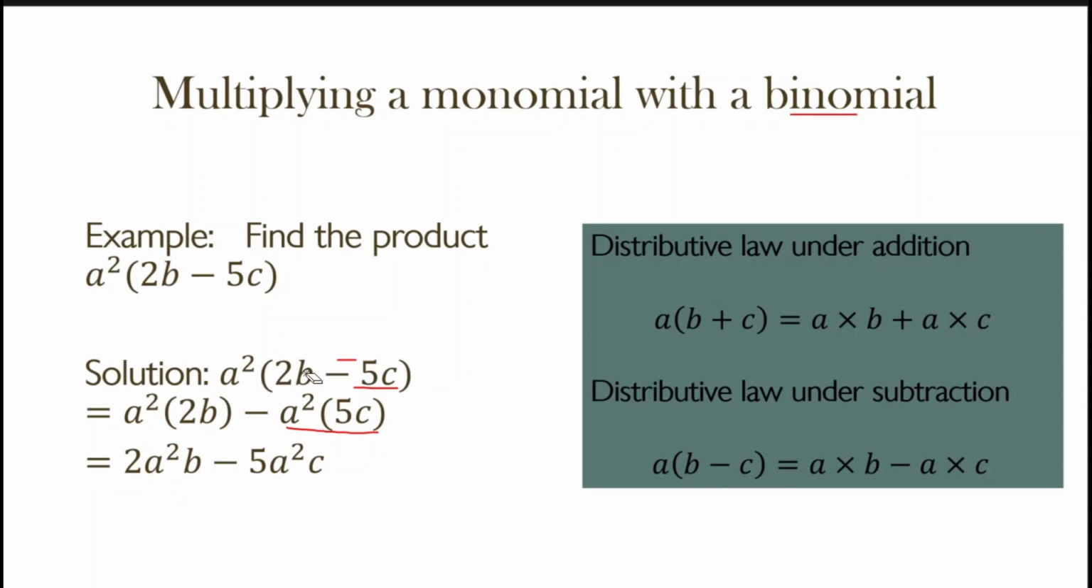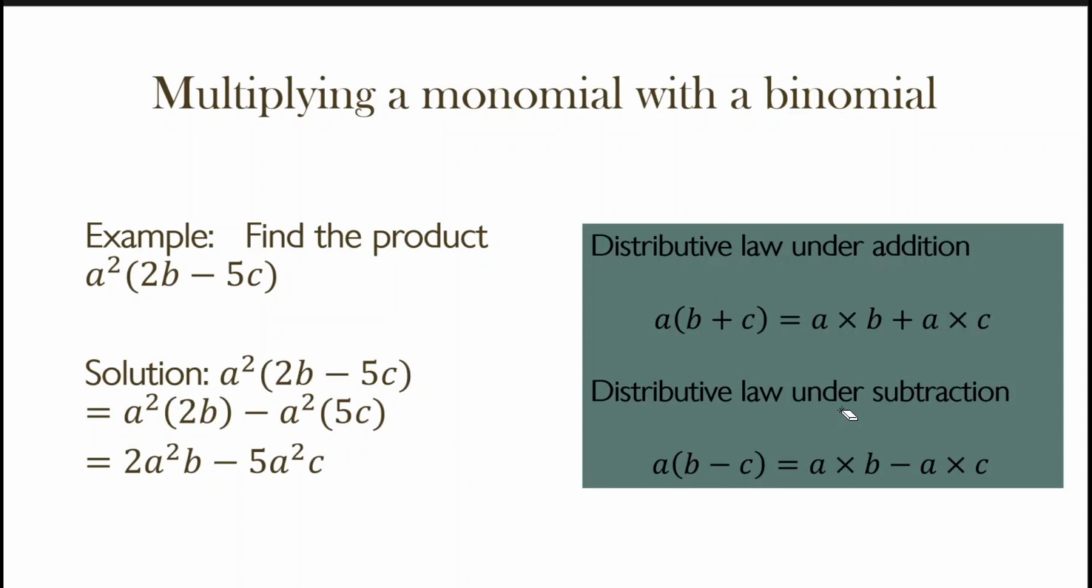Similarly, we will solve the second one. There is minus a square multiplied with 5c. We know that whenever we are multiplying such expressions in which the total number of minus signs is odd, that is minus a square times plus 5c, minus is present one time, which is odd, so the answer would always be negative. Then we multiplied the coefficient of a square, which is 1, with the coefficient of c, which is 5. So 1 times 5 is 5. Then we multiplied a square with c, and that's how we get a square c. So that's our final answer, 2a square b minus 5a square c. As these are unlike terms, we can't add or subtract them, so this is our final answer. I hope it's clear to you.